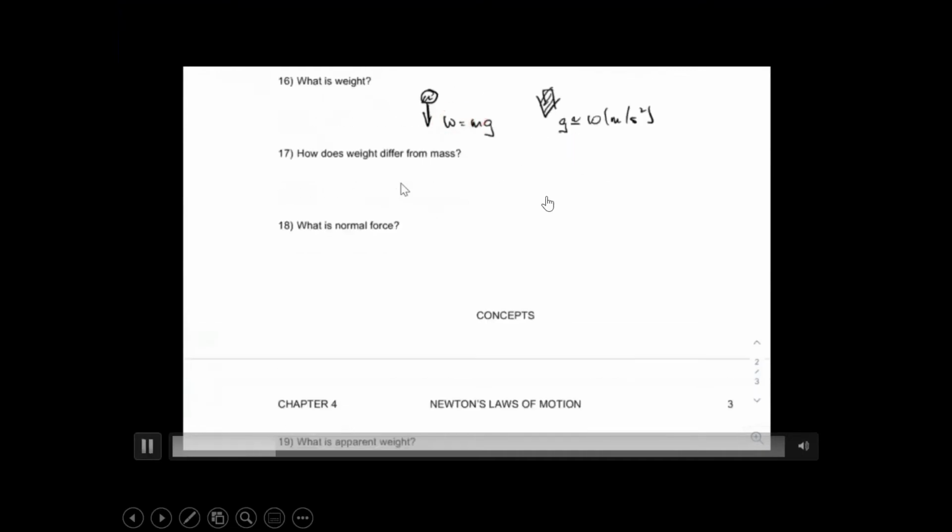All right, so let's get back to the review. Fill in the gaps. So what's weight? Weight is the gravitational force acting on the mass, right? The force of gravity acting on the mass becomes the weight of that object. So mass times the acceleration due to gravity is your weight.